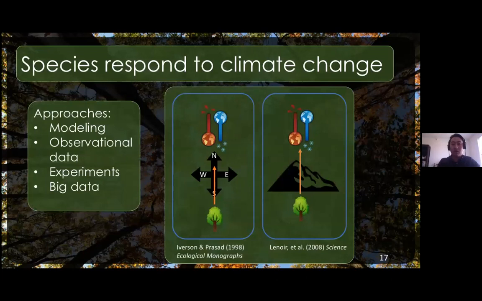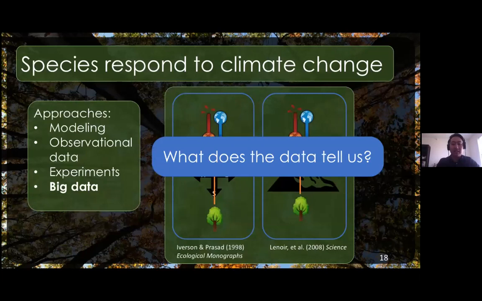There have been studies that have used modeling, like species distribution models, to see what climate aligns best with where species should be. Also things like observational data, you know, local scale plot level data, trying to look at changes in species abundance, and then different experiments that have actually altered the climate and seen how species respond to, say, warming or drought. And then of course there's these sort of big data or data-driven analyses that are sort of a way of asking, well, what does data actually tell us about how species are responding to climate change?